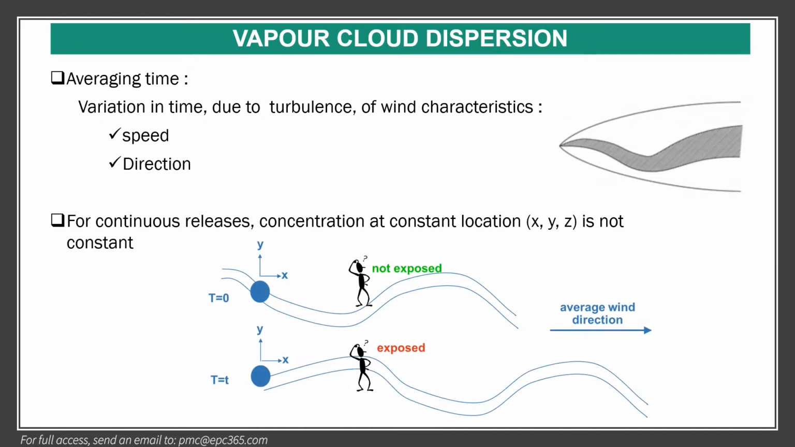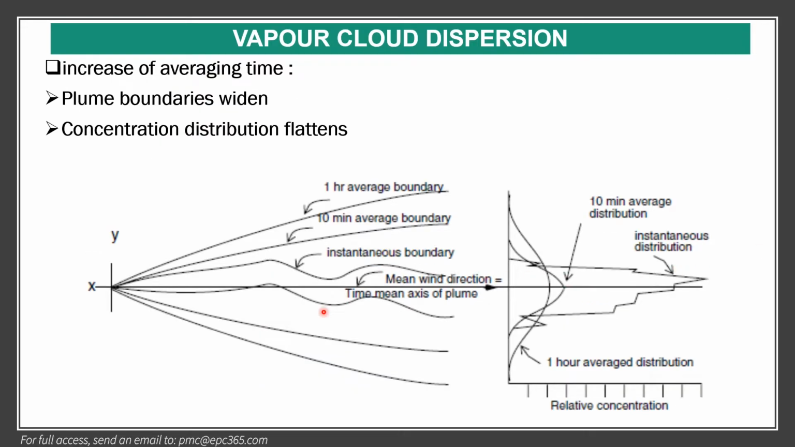A very important factor is averaging time. The averaging time is the variation in time due to turbulence, or wind current, speed, and direction. For a continuous release, you see here, it depends: the concentration at a constant location is not constant. The concentration can change. And if you see here, with increase of the averaging time, the plume boundary widths change, for example here 1 over averaging boundary.